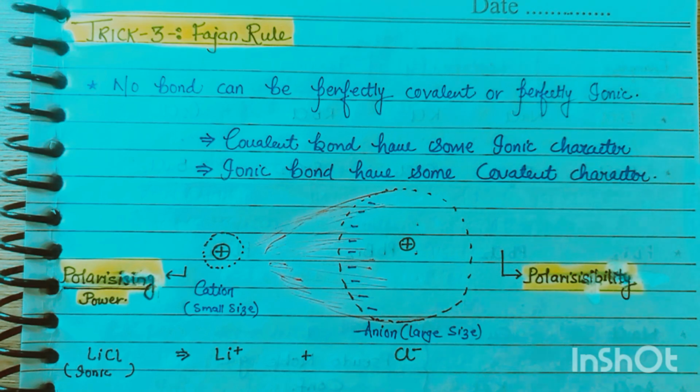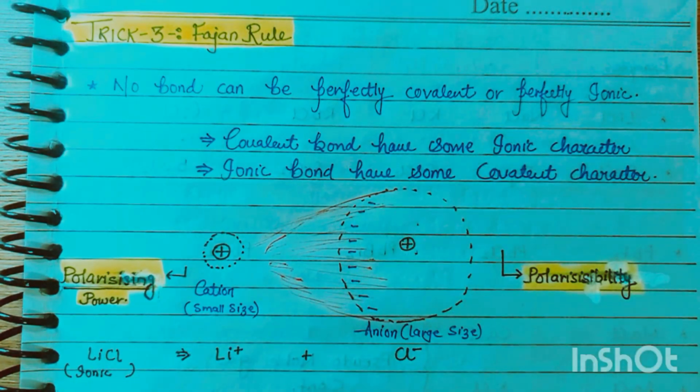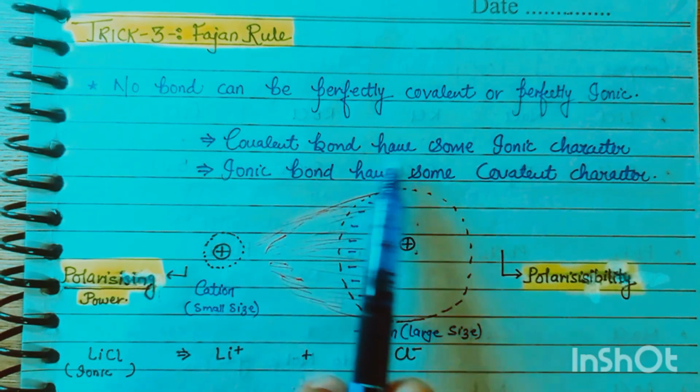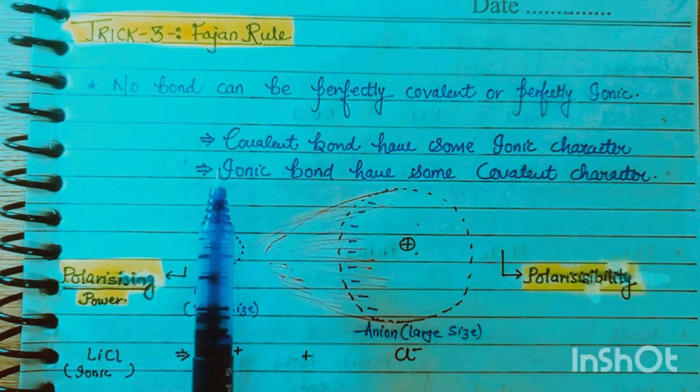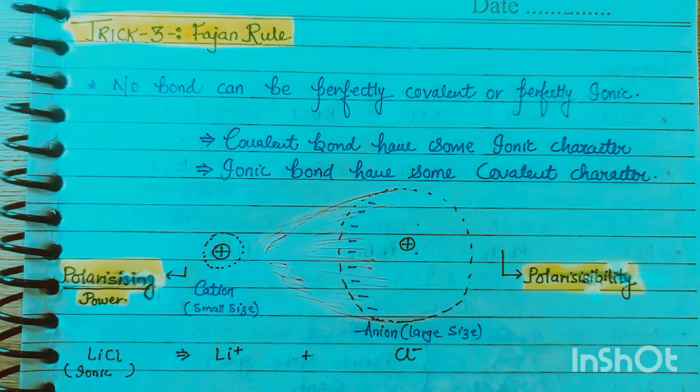So, as a conclusion, what we can say? We can say that no bond can be perfectly covalent or perfectly ionic. It means covalent bonds have some ionic character while ionic bonds have some covalent character. Okay, it may be correct or not. But how can we prove that a covalent bond has ionic character while an ionic bond has covalent character?